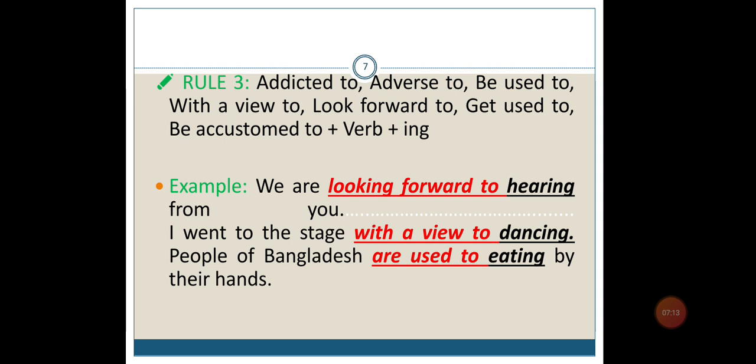Rule 3. Addicted to, adverse to, be used to, with a view to, look forward to, get used to, be accustomed to, plus verb plus ing. So we can see after these phrases we add ing with the given verb.